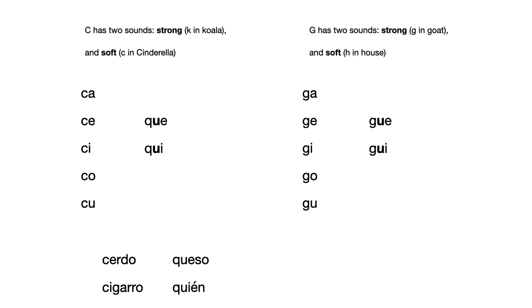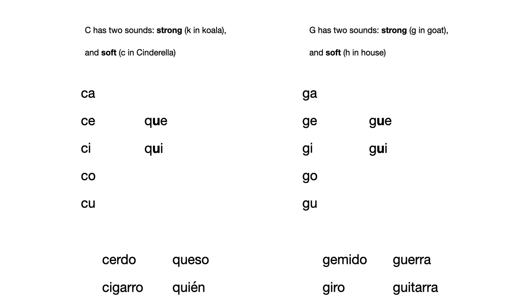Some more examples with G. Gemido, G and E, right, so it sounds gemido. Whereas guerra, that means war. Right, I want to have that hard g sound with the e, so I write the U in between. Guerra. Giro. G and I, so the G has the soft sound. Giro. But then guitarra, which is very similar to the English guitar. Right. Well, just like in English, you don't pronounce that U. You say guitarra. Okay?